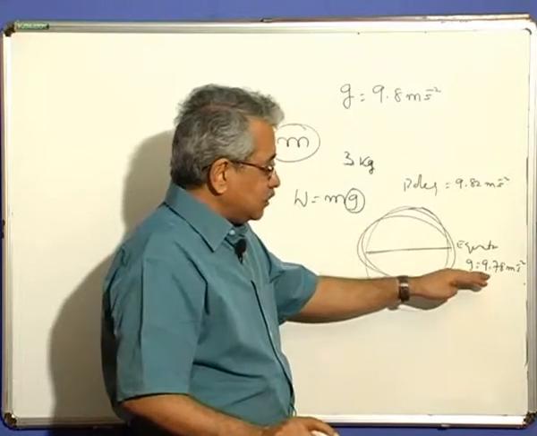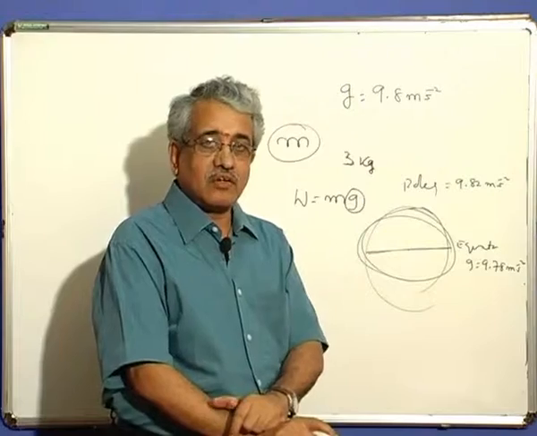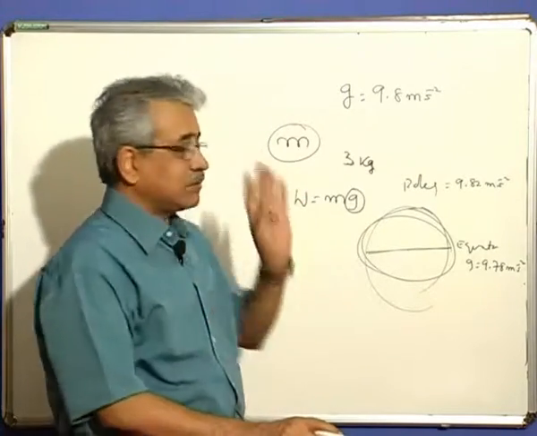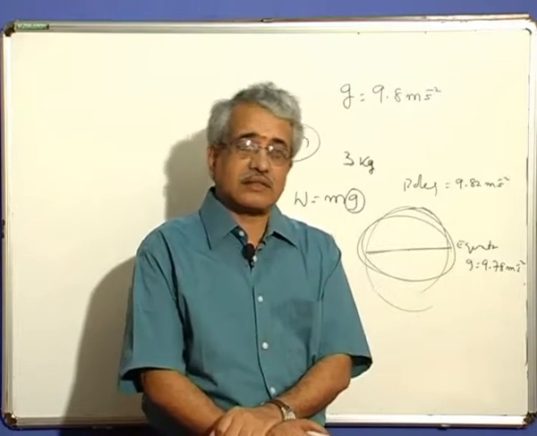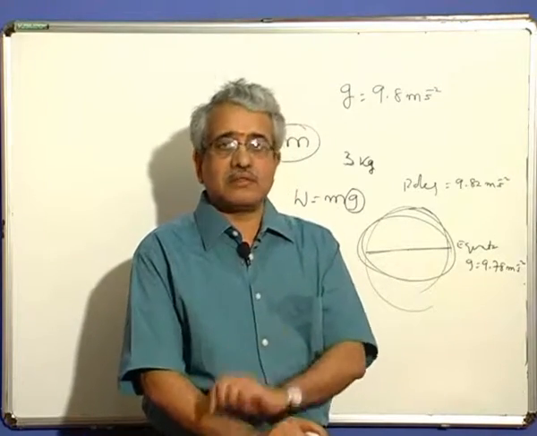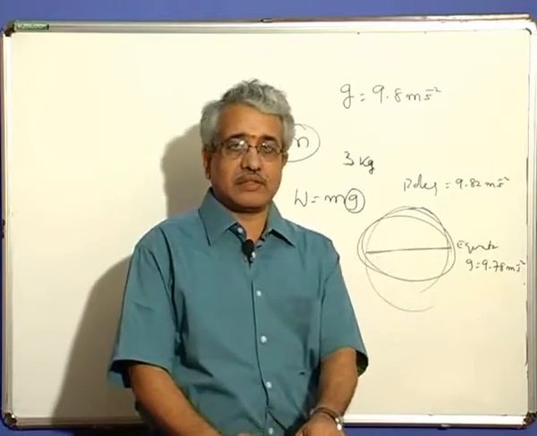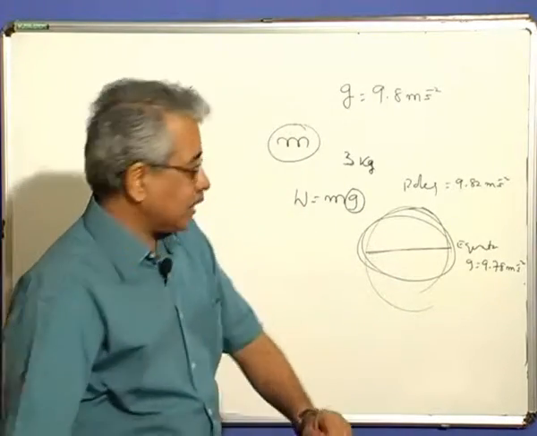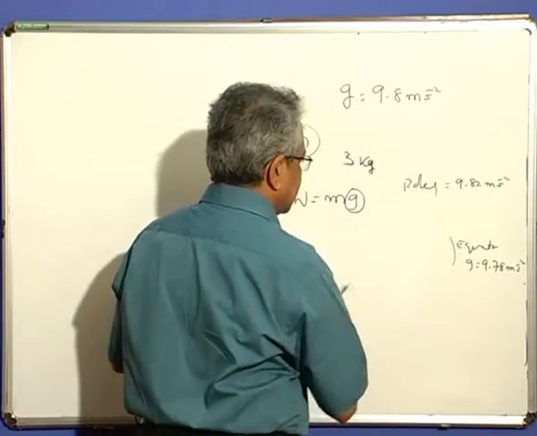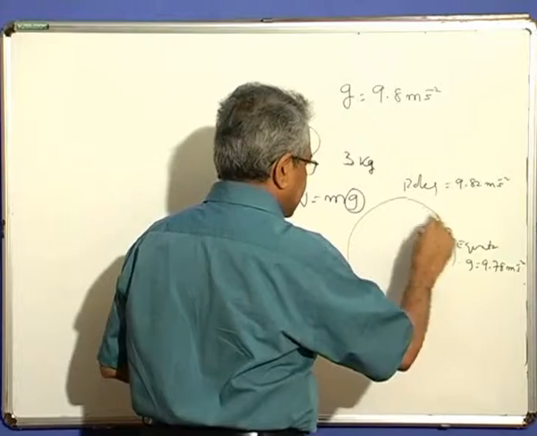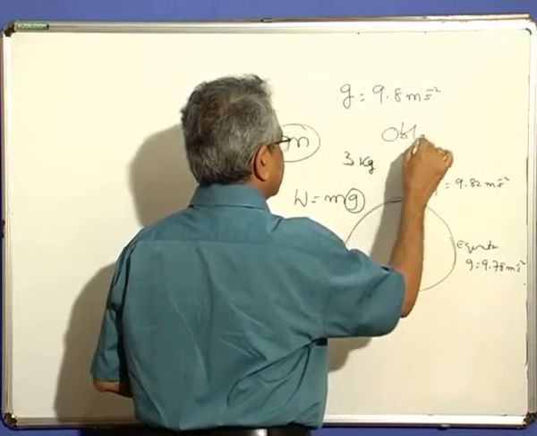So the value of G depends on various factors. Accordingly, the weight also will be changing at different places. Why is the value of G not constant at all places? There are many reasons for that. You will be studying this in the chapter on gravitation. First of all, the earth is not a perfect sphere like what we think. It is something we call an oblate spheroid.